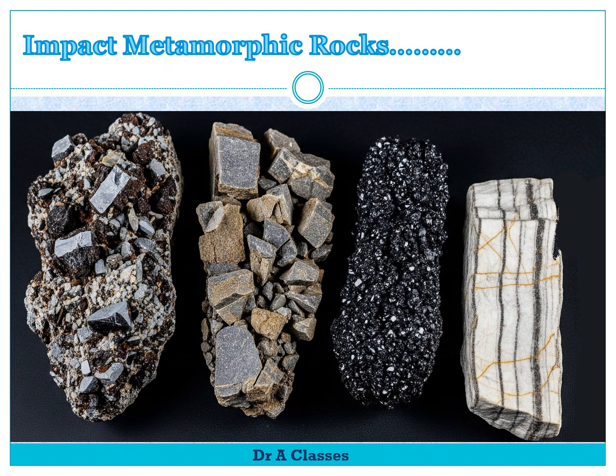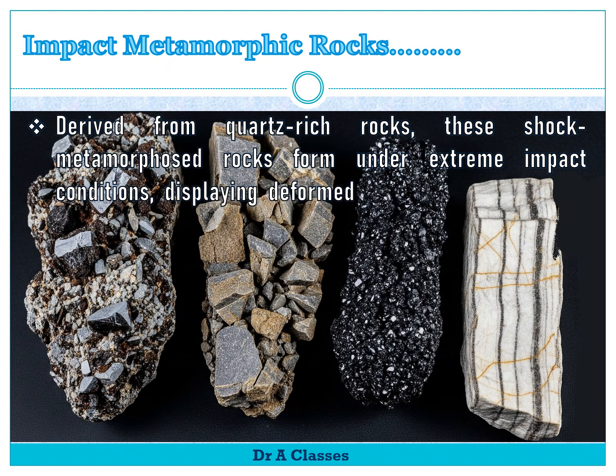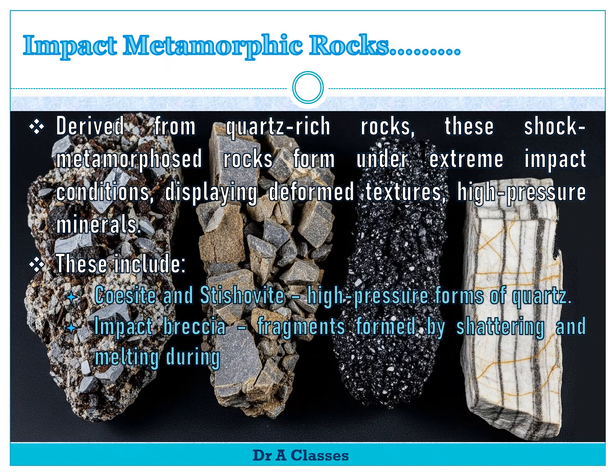Impact metamorphic rocks. Derived from quartz-rich rocks, these shock-metamorphosed rocks form under extreme impact conditions, displaying deformed texture and high-pressure minerals. These include coesite and stishovite, high-pressure forms of quartz, and impact breccia, fragments formed by shattering and melting during impact.